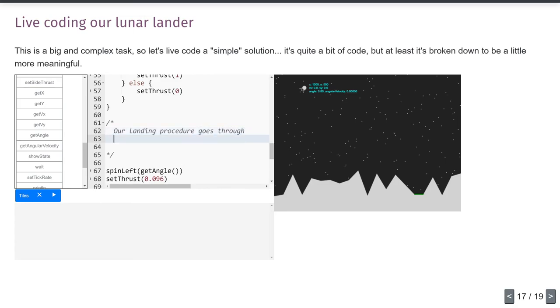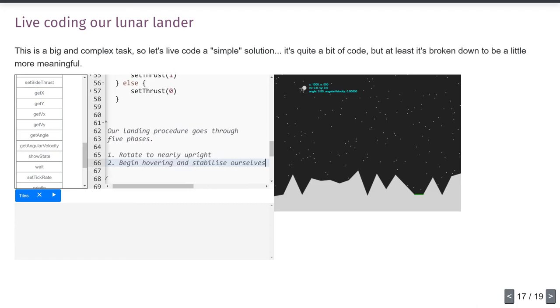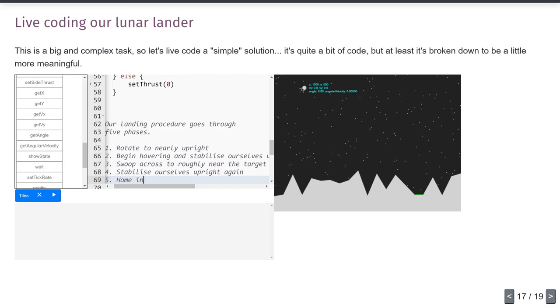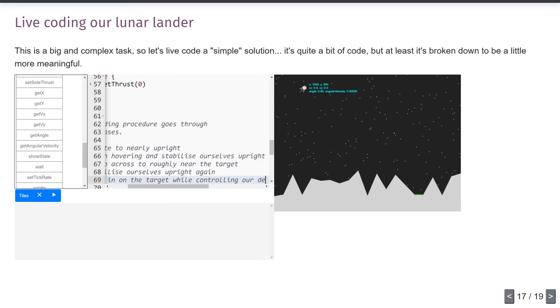goes through 5 phases. First of all, we rotate nearly upright. Second, we begin hovering and stabilize ourselves upright. Third, we swoop across to roughly near the target. Fourth, we stabilize ourselves upright again. And then fifth, we home in on the target while controlling our descent.